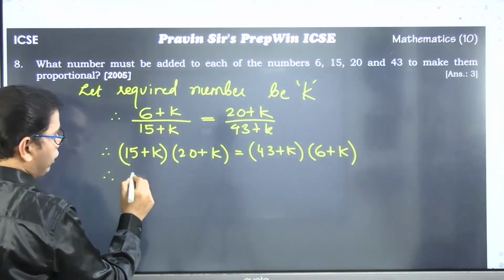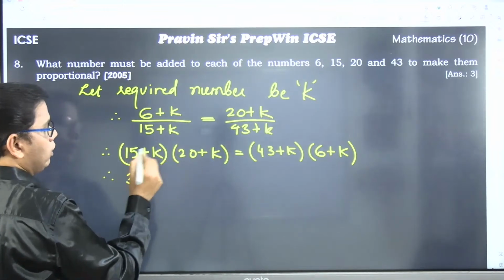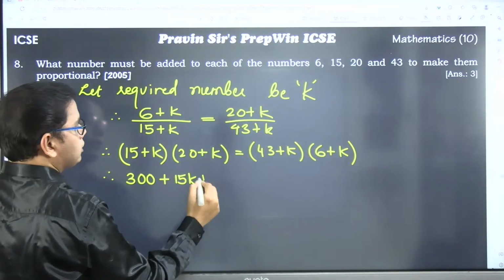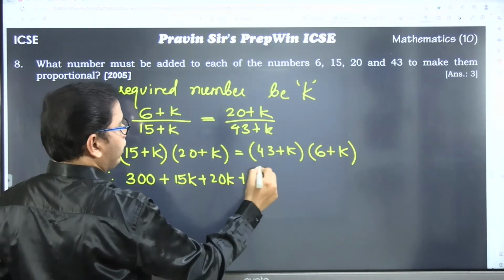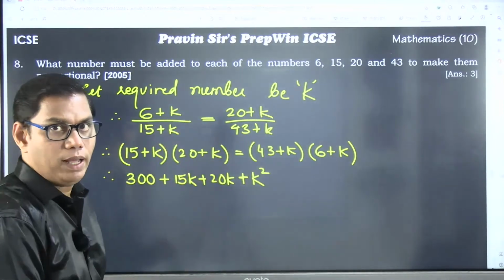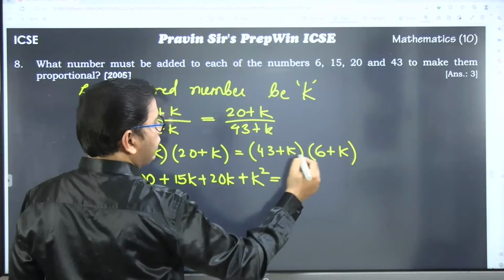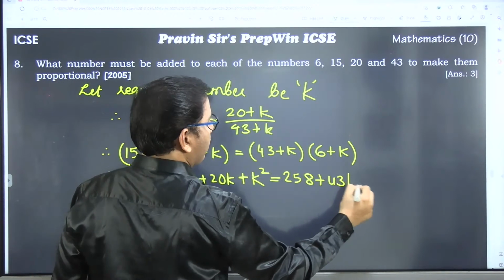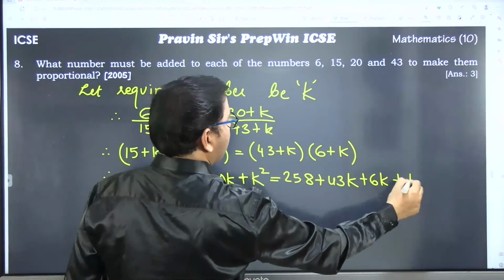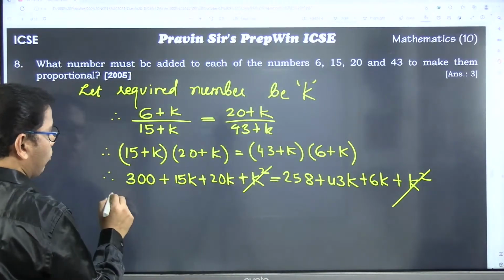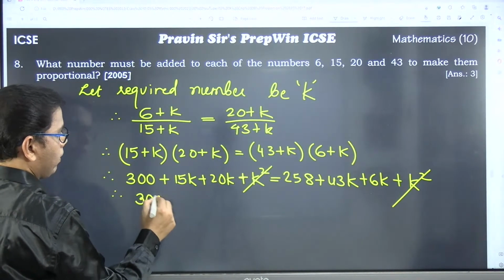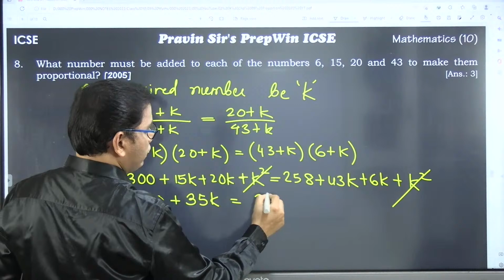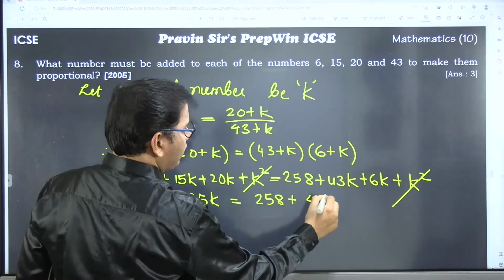15 into 20, 15 into 2 is 30, 0 is carry forward. So 15 into 20 is 300, 15 into k is 15k plus 20k plus k square. Okay, now since it is plus, everywhere plus, सारे value plus में मिलेंगे. 43 into 6, 6 into 3 is 18, 258 plus 43k plus 6k plus k square. k square and k square cancel from both sides. This is 300 plus 35k is equal to 258 plus, is it 49k?